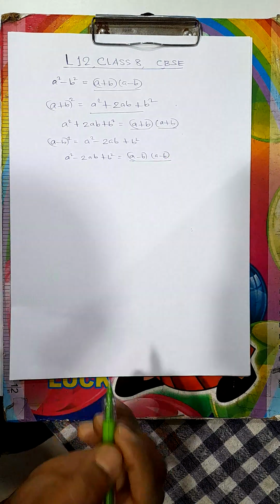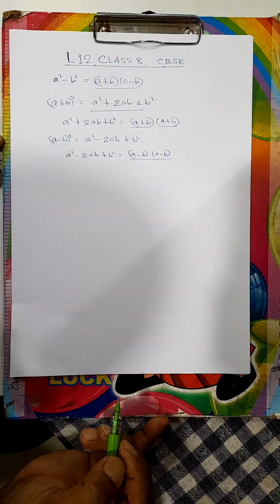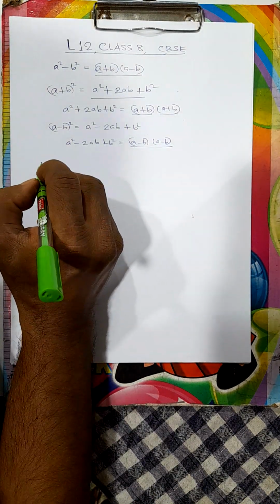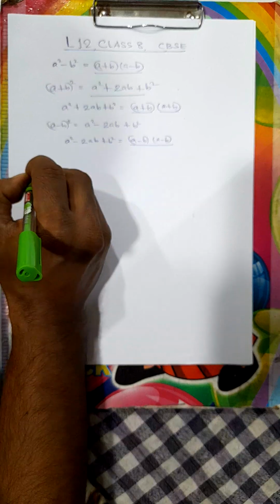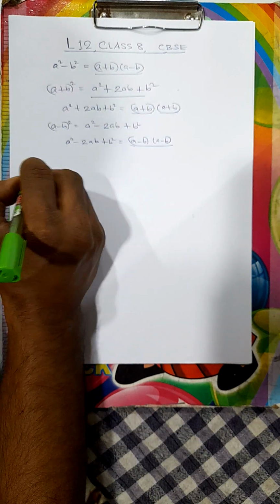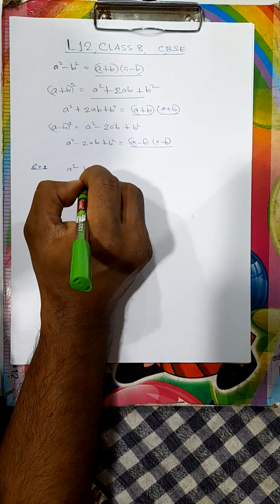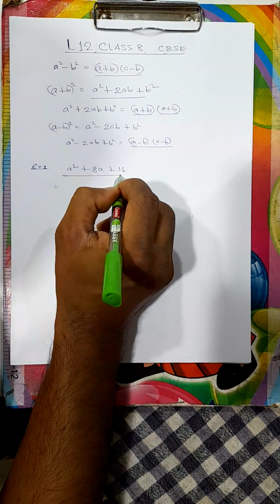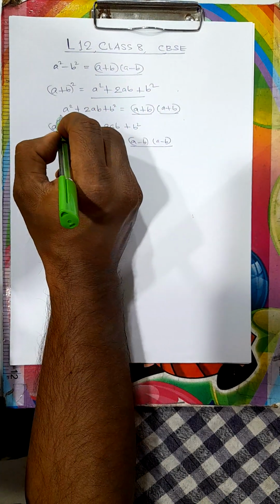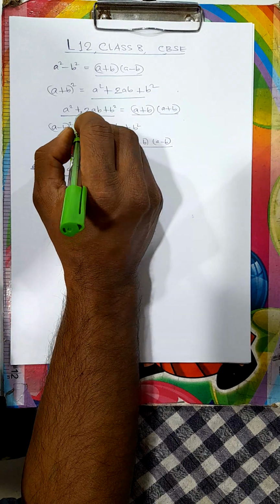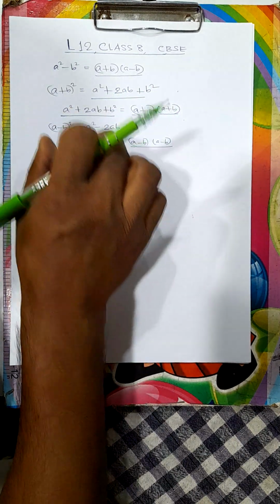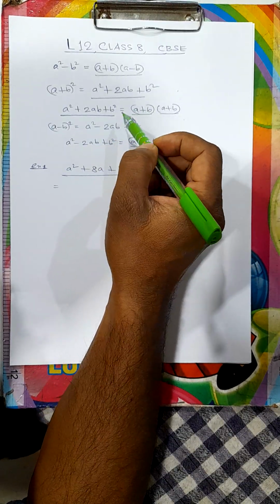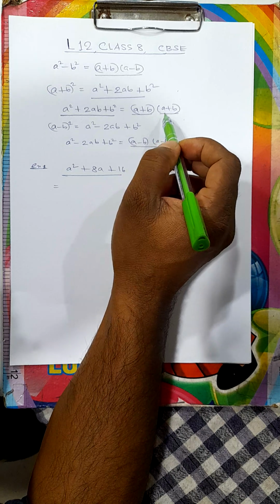So using these algebraic identities, we will try to factorize a few sums here. Let us consider example 1: a square plus 8a plus 16. Now you can compare this trinomial with this identity. Can we make it a perfect square? A square plus twice ab plus b square is a perfect square, so we can write it as a product of a plus b into a plus b.